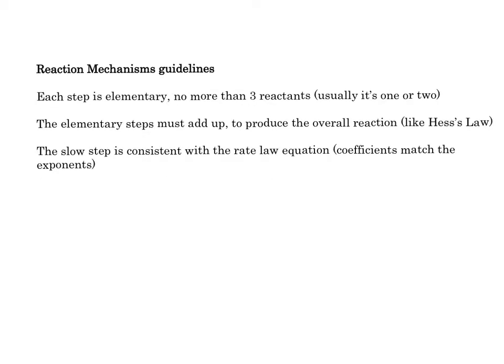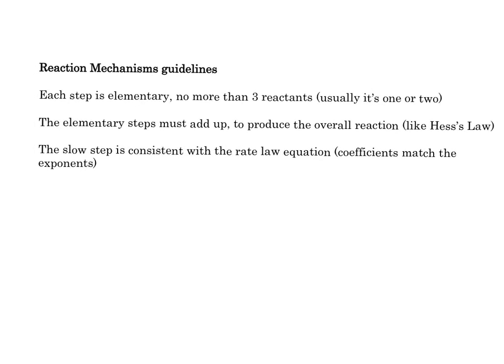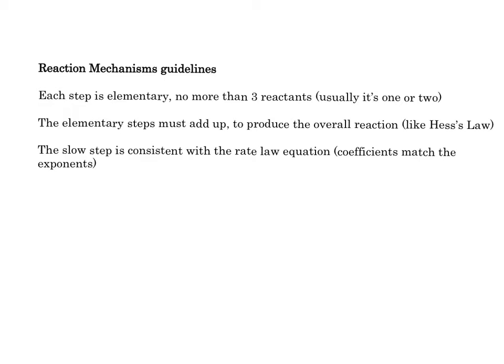Okay, so reaction mechanism guidelines. Each step is elementary, and you can have no more than 3 reactants. The elementary steps must add up to produce the overall reaction, just like we did with Hess's law. And the slow step is consistent with the rate law equation. So the coefficients of the slow step match the exponents in the rate law equation. So keep these in mind when you're asked to make up a reaction mechanism.